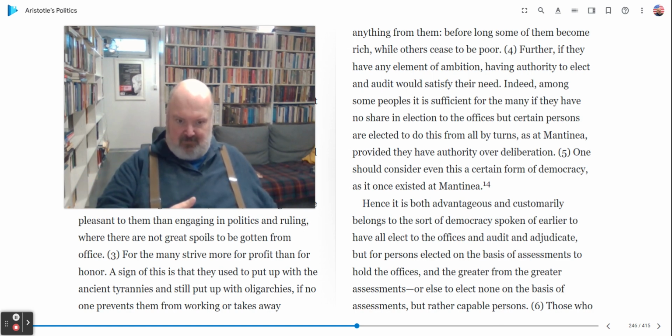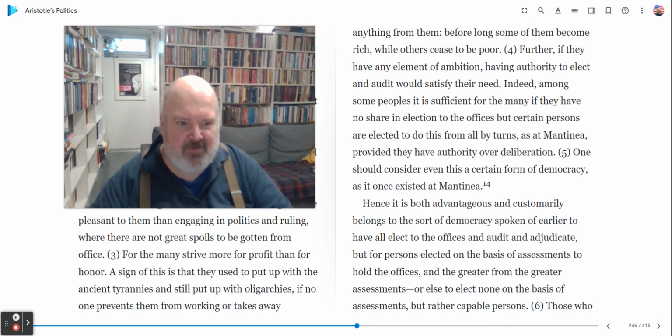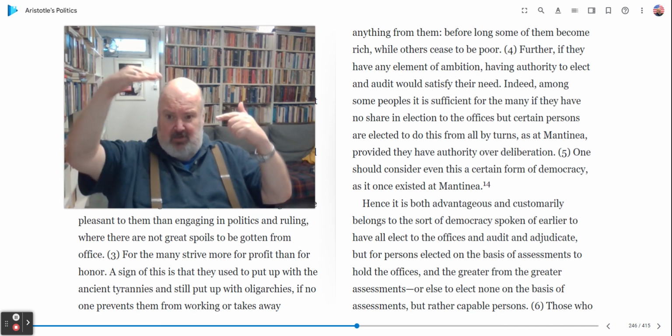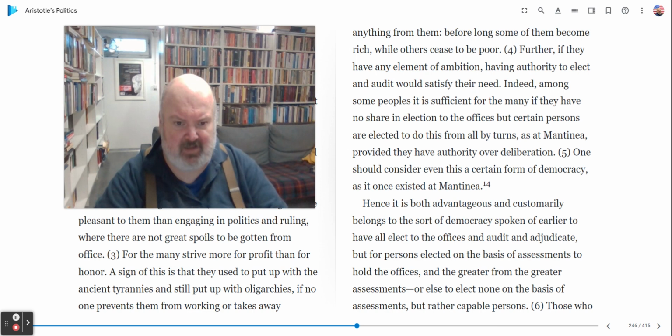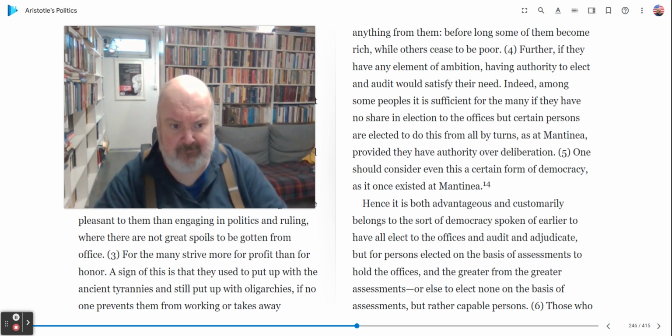What is meant by no share? It's sufficient that if they have no share in election to the offices, they can't be elected to the offices, they're saying. But certain persons are elected to do this from all of them by turns. Whoever they are, they do it by turns, provided they have authority. The people, the many, have authority over deliberation.